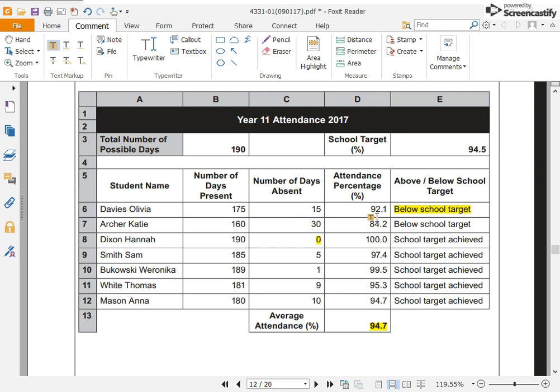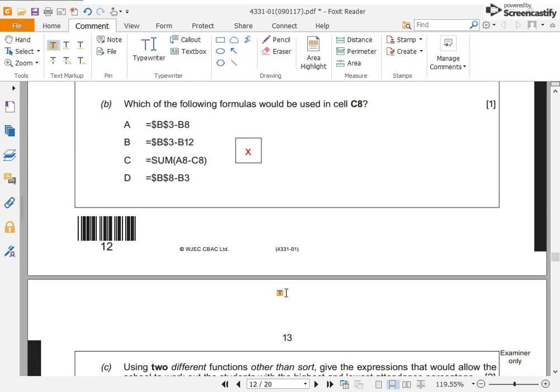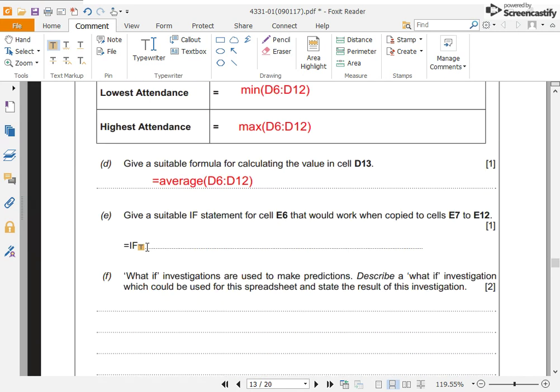Okay, so equals if D6 is greater than E3, then school target achieved. If not, below school target. Okay, so if is done there for us.